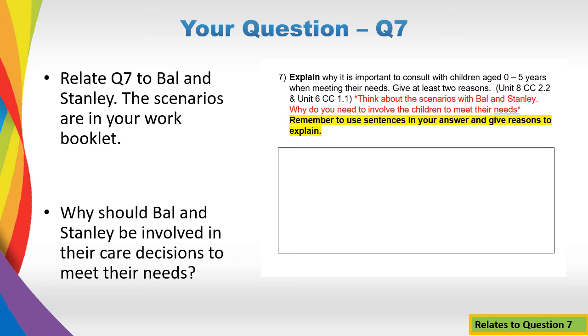And remember to use sentences in your answer. So give reasons, so that's to support your explanation. For example, why should Bal and Stanley be involved in their care decisions and meet their needs? So that's question number 7.